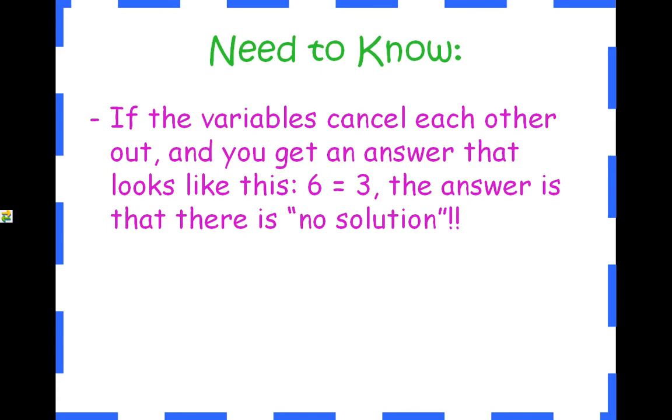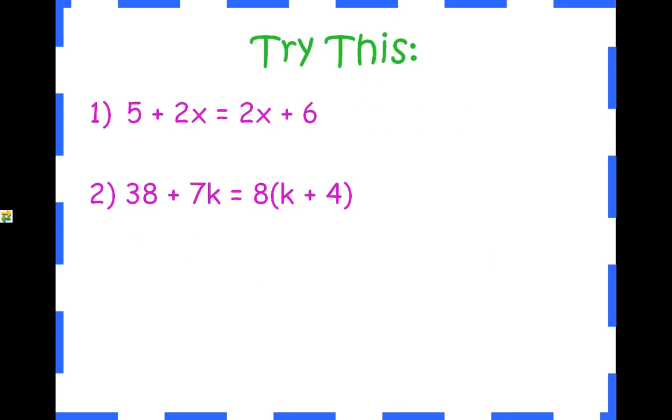Okay? Something that you need to know when doing these types of problems. If you are moving one to the other and you realize that the variables will cancel out, such as 3x minus 3x, that leaves you with no x's, and you get an answer that looks like 6 equals 3 with no variables, the answer to that problem is that there is no solution. There's no x there. Okay? Try these on your own. See what you can do.